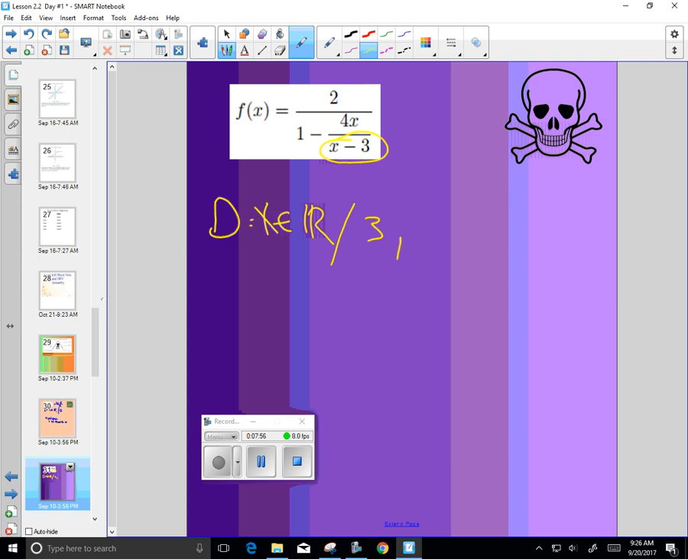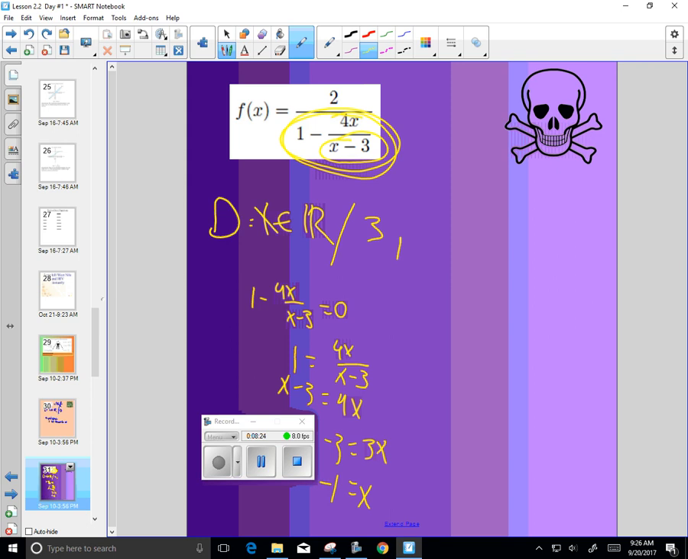We're going to set this whole thing here equal to 0. Well, we set that first one equal to 0, and then I'm going to set 1 minus 4x over x minus 3 equal to 0. So 1 is equal to 4x over x minus 3. Cross multiply, you get x minus 3 equal to 4x, and you're going to get negative 3 is equal to 3x. So what's x equal to? Negative 1. So if I put in a negative 1 here, I'm going to get negative 4 over negative 4. What's negative 4 over negative 4? 1. What's 1 minus 1? So that's why you can't have it.